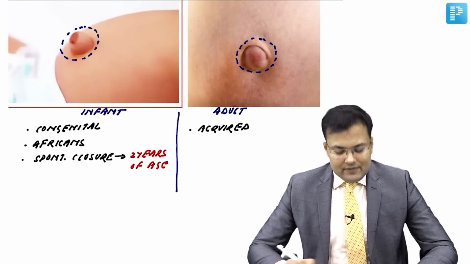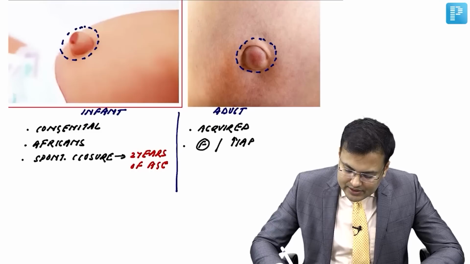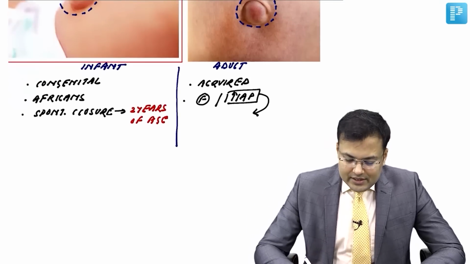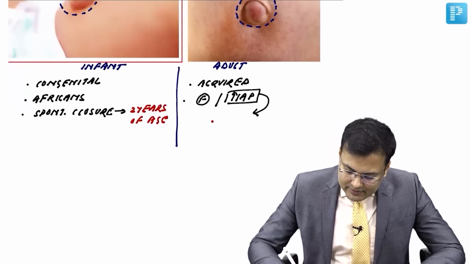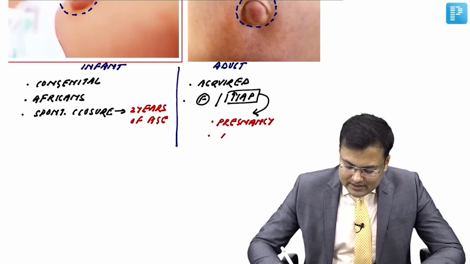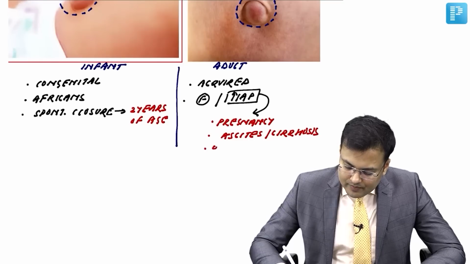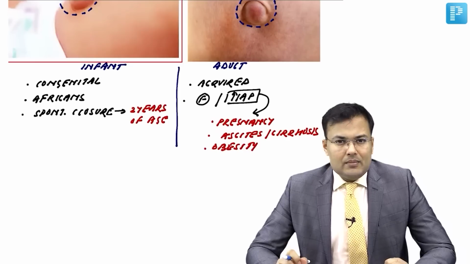Clear? And what are the risk factors? It is more common in females, and risk factors are any condition in which there is increased intra-abdominal pressure. So in which conditions? Like we have seen pregnancy, multipara patients especially, and patients who are having ascites. What's the cause? Because of cirrhosis. And even in patients of obesity also. In obese patients also we are going to find the umbilical hernia.